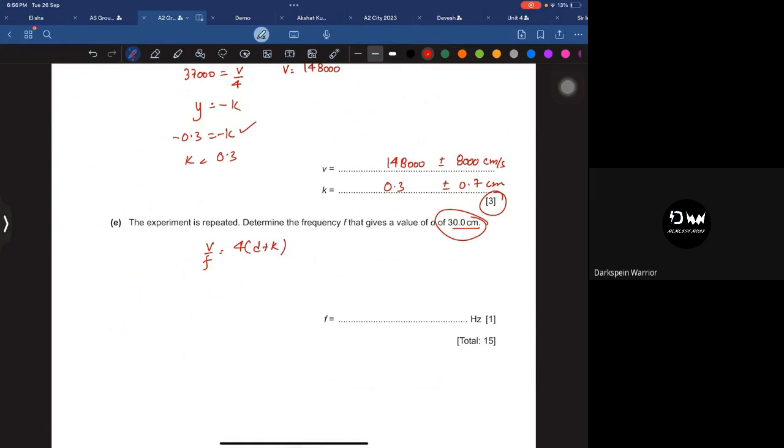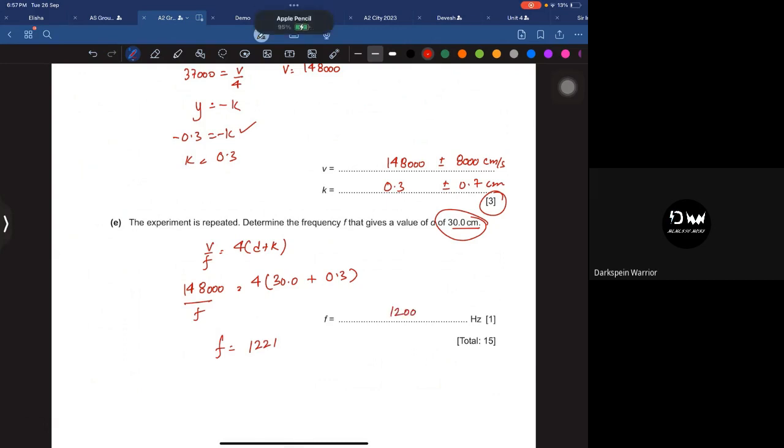All right, so we have the values. We have V, which is 14800. We have to find F. The D value is 30, they have given, and the K value is 0.3. You've already found it from there. So F is going to be 1221, or in this case, to two significant figures, 1200. 1200 hertz. Right, that's it.